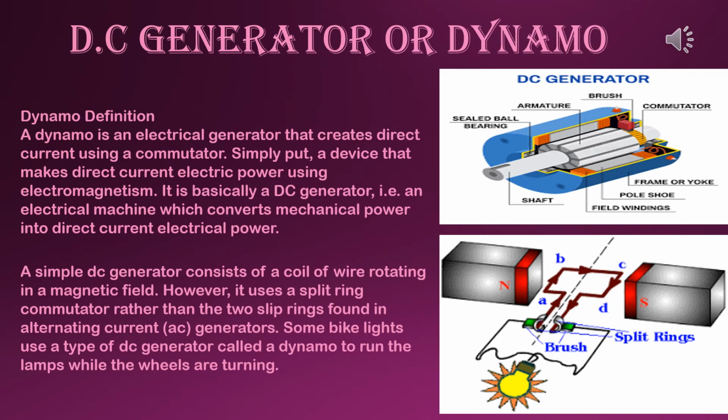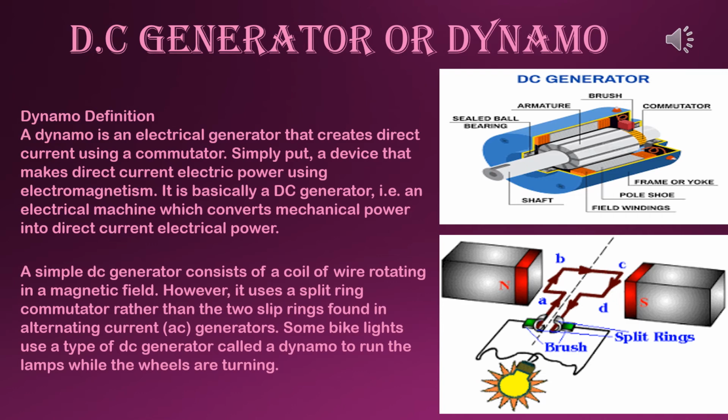Split ring commutator: two split rings are there, R1 and R2. According to your book, I am saying here, according to this diagram, green color split rings are there, to which the ends of the armature coil are connected. You can see clearly because this is a coloring diagram. Next, brushes are there. Two carbon brushes pressed against the commutator. Load, the output is connected to the load.